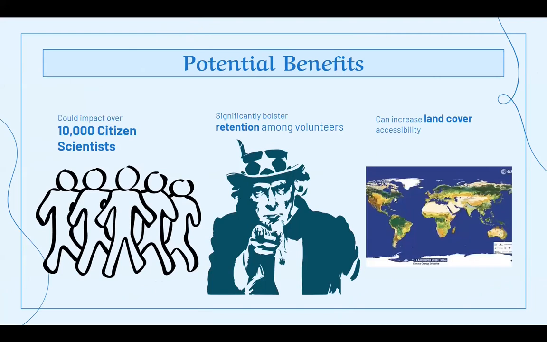Some of the potential benefits of a project like this are that it could impact over 10,000 citizen scientists that would use the Globe Observer app in the future. It could significantly bolster retention among volunteers, because they'd be more motivated to help out if they see more researchers available and they see that it's easier to get access. And it could also increase land cover accessibility to more people.